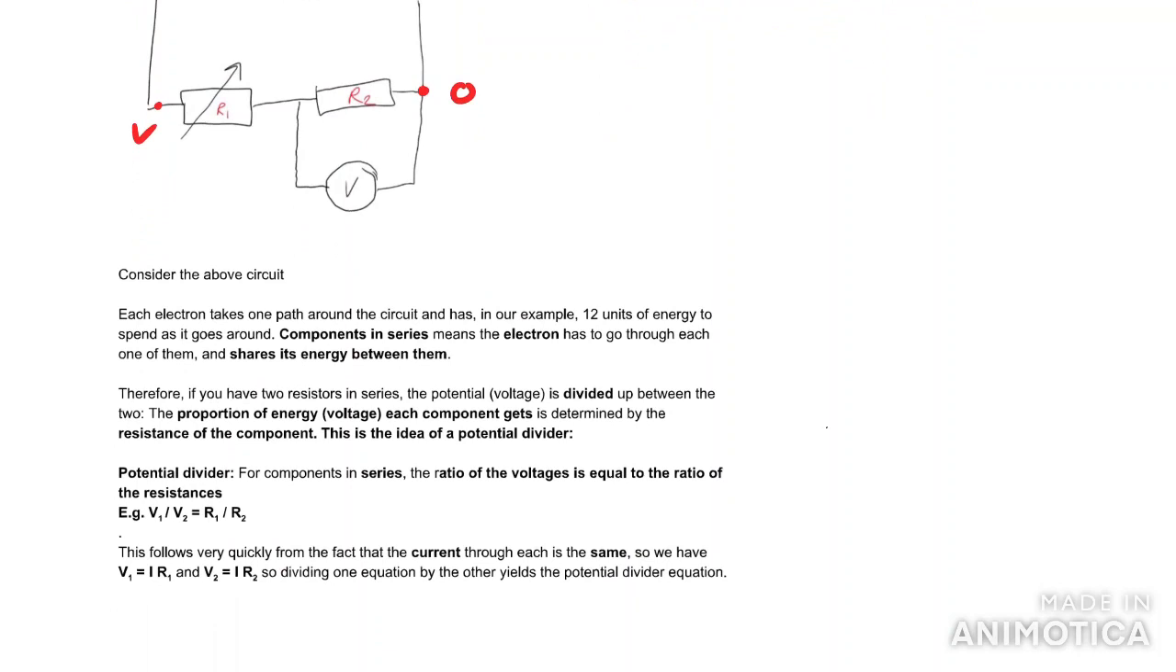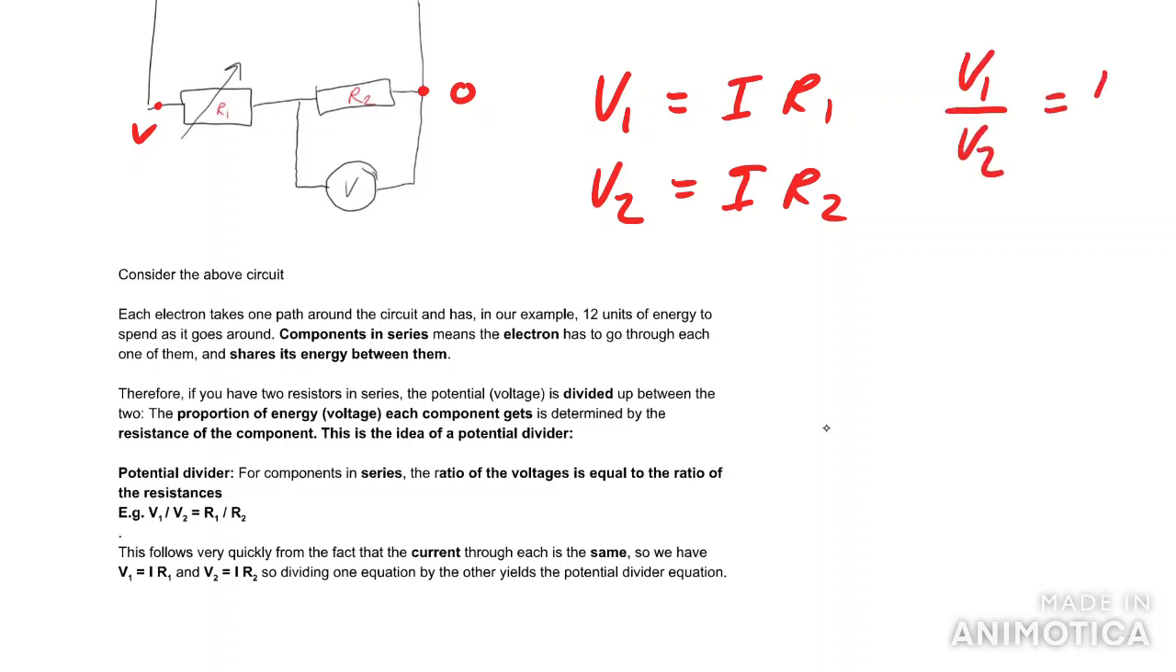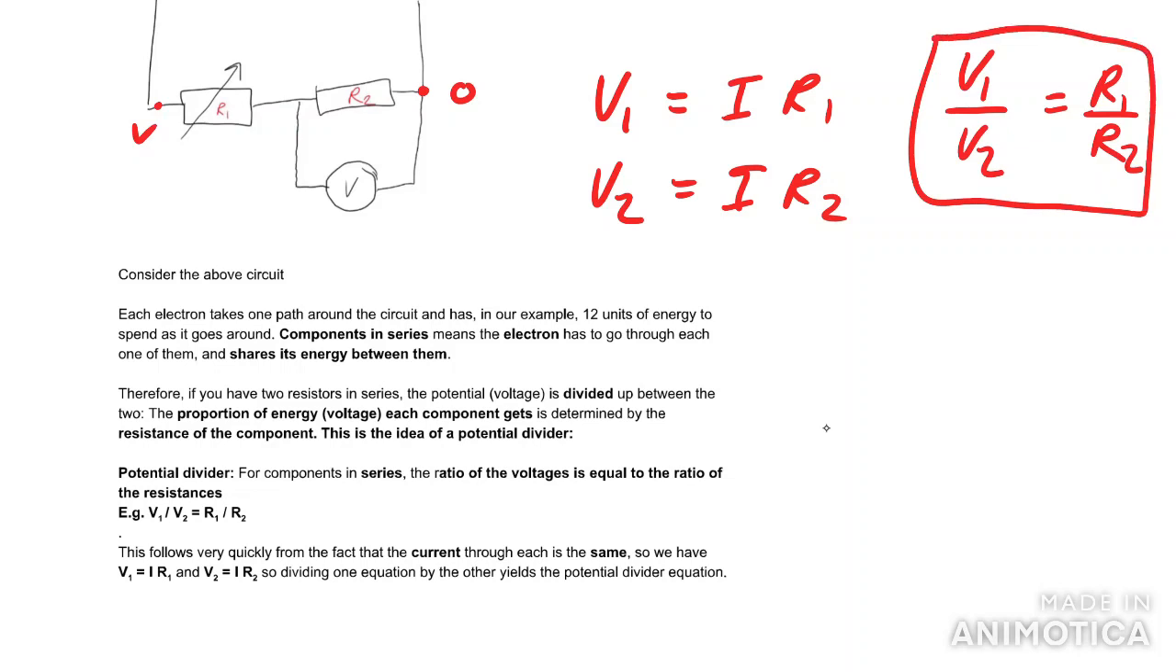We know that for components in series, the current through both of them is the same. So using V equals IR, we can say that V1 equals I R1, and V2 must be equal to I R2. Just by dividing those equations one by the other, we can eliminate I and get the potential divider equation: V1 over V2 equals R1 over R2. This is the most important equation you'll come across in electricity. It's very simple, and extremely helpful and powerful because it does not involve current.